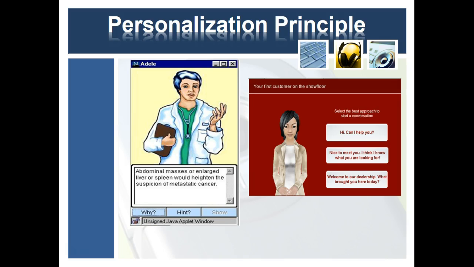And interestingly, one study even showed learning was better from a female voice. Anyway, the personalization principle is particularly important for the design of pedagogical agents. As you can see here, your first customer on the show floor, and this little lady is called a pedagogical agent. And that's personalization. That's a great use of the personalization principle.